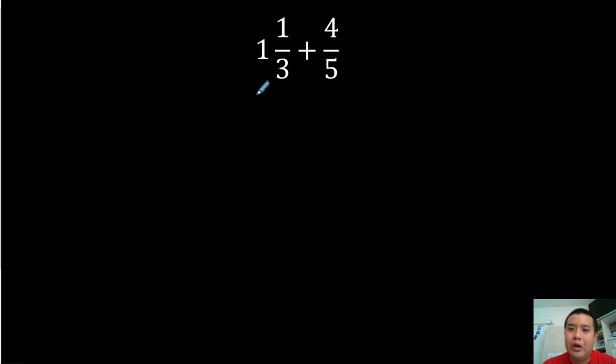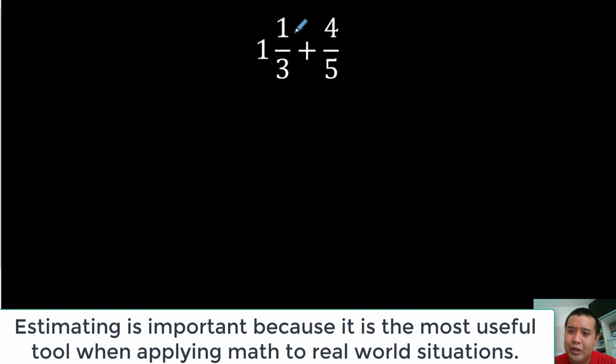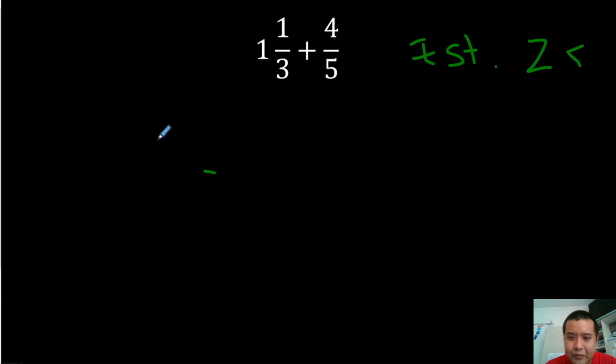So 1 1/3 plus 4/5. 4/5 is pretty close to 1. 1 1/3 is pretty close to 1. It's a little bit more than that, and 1/3 is bigger than the 1/5 that would be needed to make this into a 1. So our estimate is going to be around 2, a little bit more than 2. It should be a little bit more than 2, so greater than 2. Okay, so let's try this out.